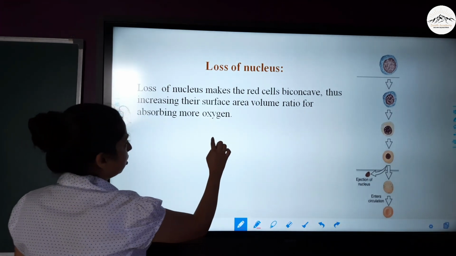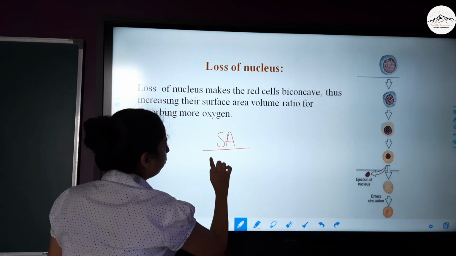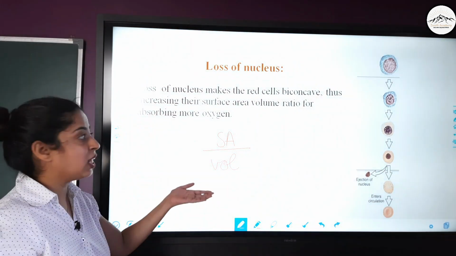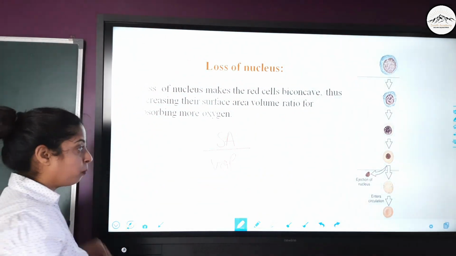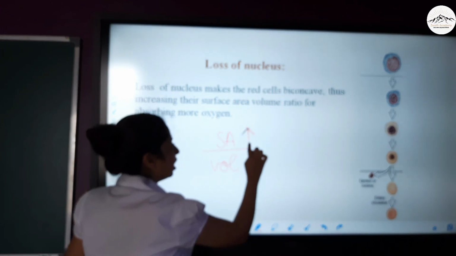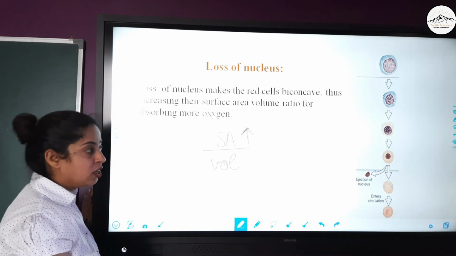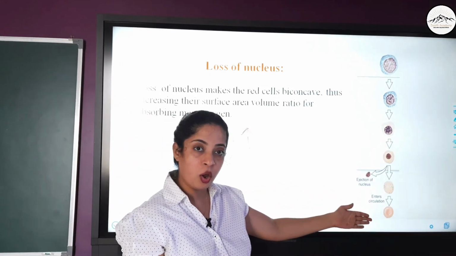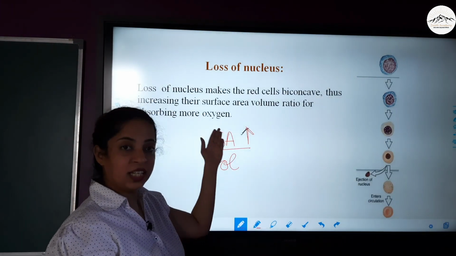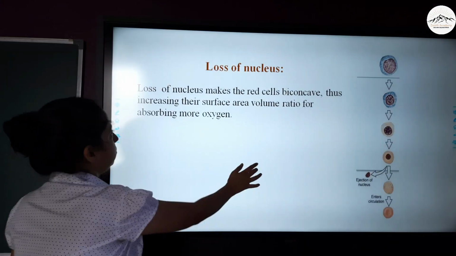Now, here I will show you that surface area upon volume. If this ratio is higher, then the absorbing capacity is more. So if I increase the numerator, that is, if I increase the surface area, what will happen? This whole ratio's value will increase. So here, by making it biconcave, by removing the nucleus, the surface area increases and hence its absorbing capacity also increases.